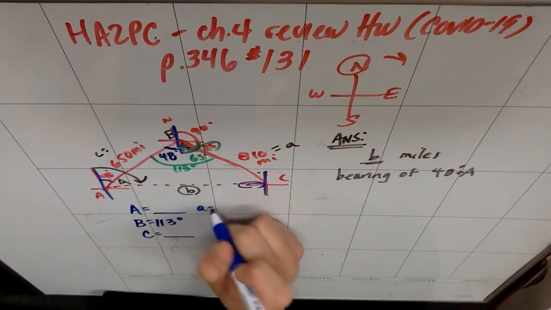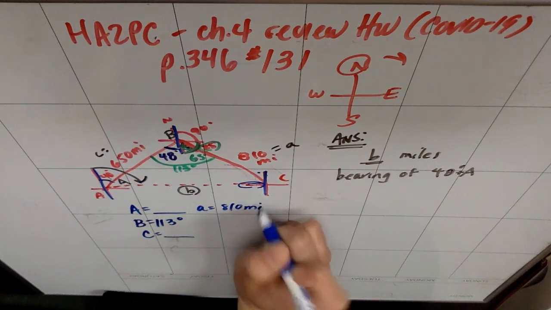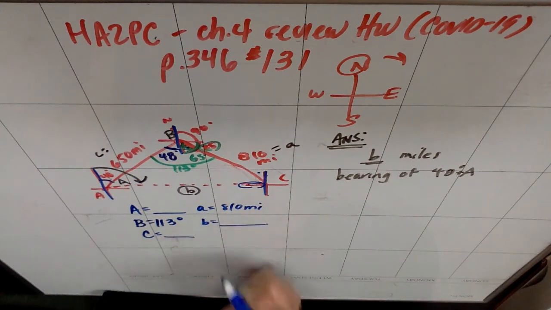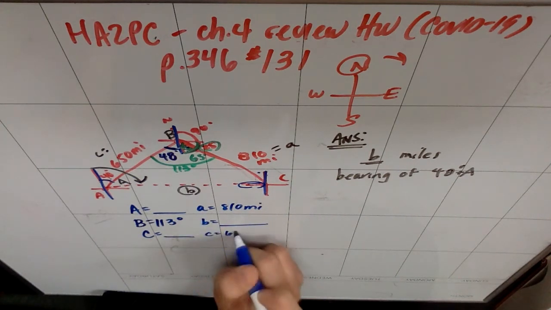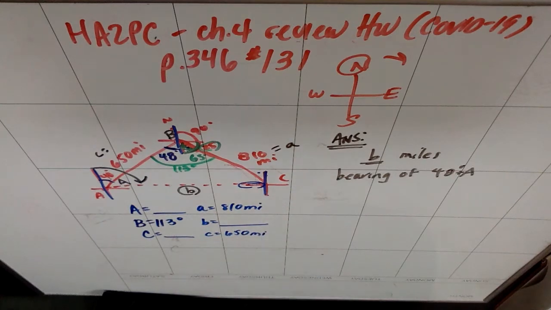And I don't know. So I don't know C. I do know little a. It's the 810 miles, right? I don't know little b. That's what I want for my answer. And I do know little c. It's the 650 miles.